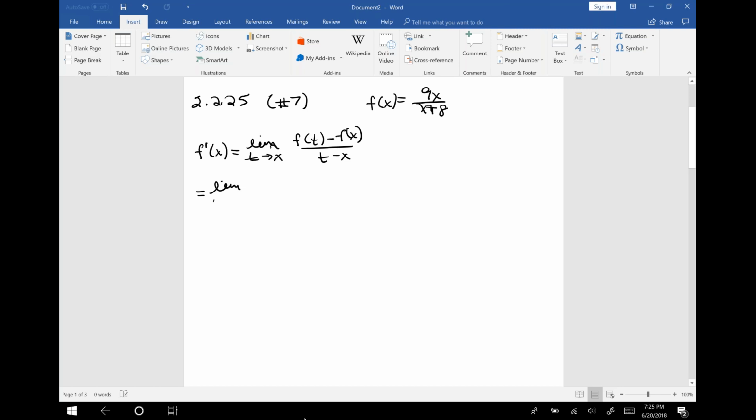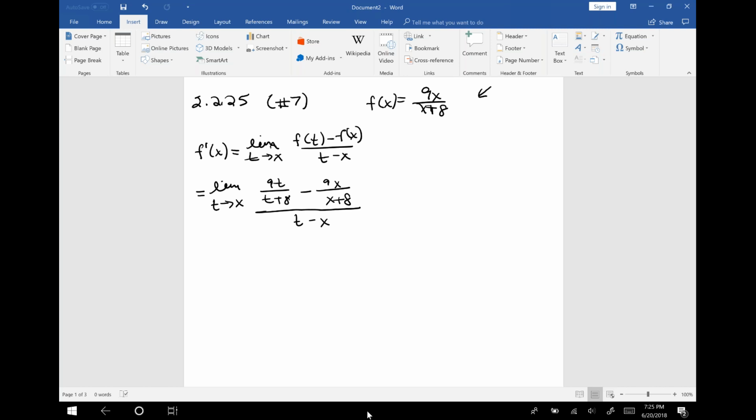So we have the limit as t goes to x of f of t. So we're going to do what we did before. We're going to take our function f of x, and everywhere we see an x, we're going to input a t. So we have 9t over t plus 8. And then we have to subtract f of x. So I'm subtracting 9x over x plus 8. And then in the denominator, I'm just going to copy the t minus x.